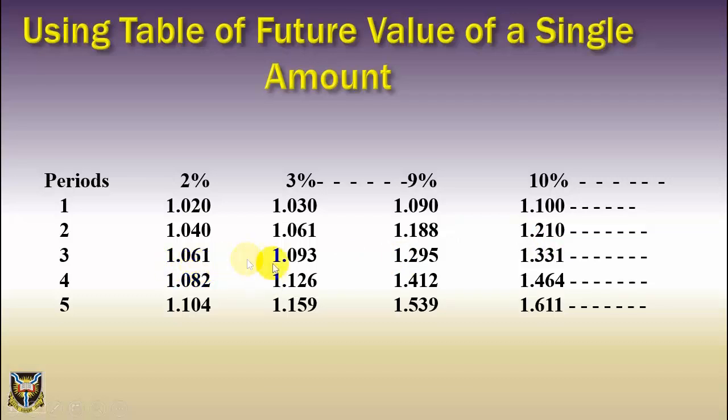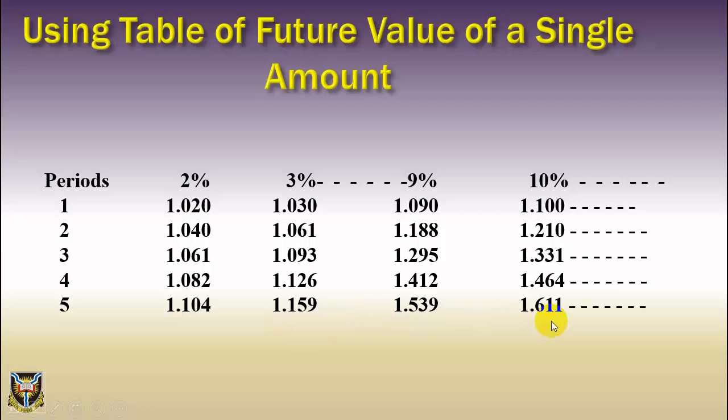Period 3: 1.061 at 2%, 1.093 at 3%, 1.295 at 9%, 1.331 at 10%. Period 4: 1.082 at 2%, 1.126 at 3%, 1.412 at 9%, 1.464 at 10%. Period 5: 1.104 at 2%, 1.159 at 3%, 1.539 at 9%, 1.611 at 10%.